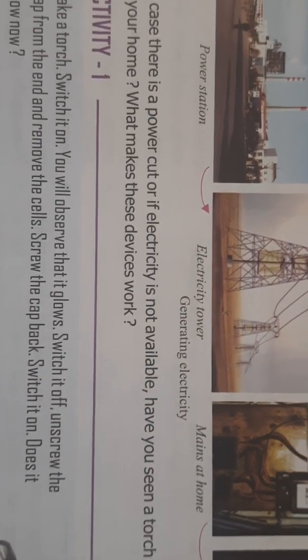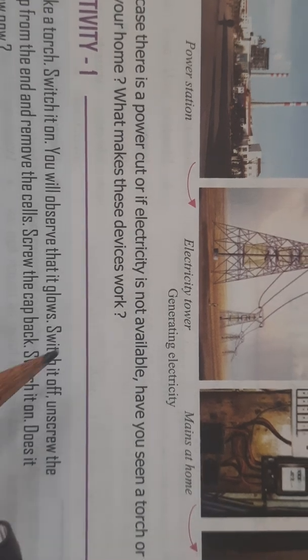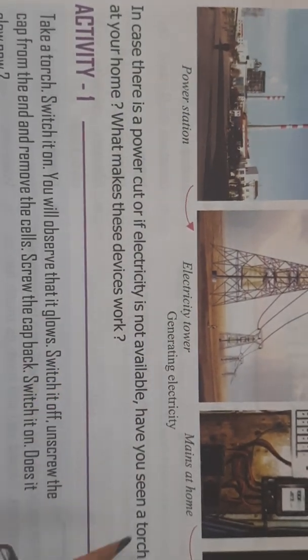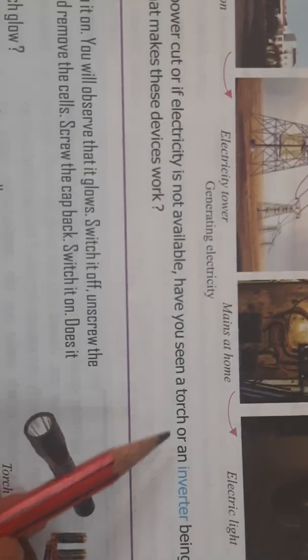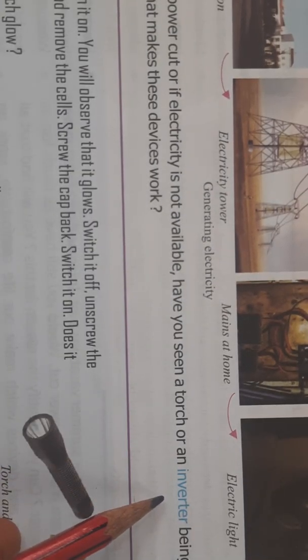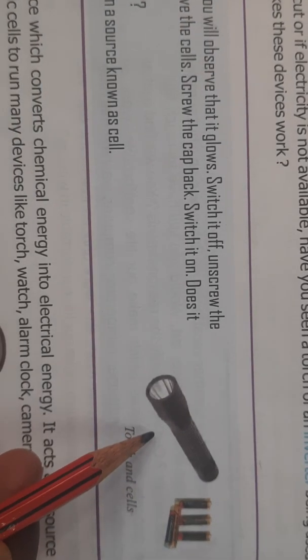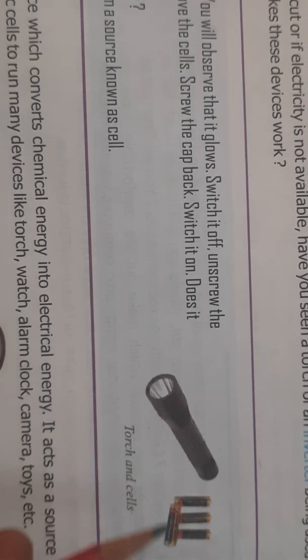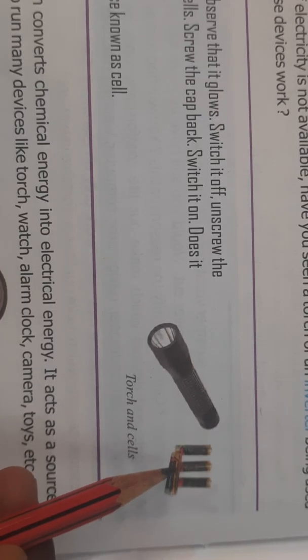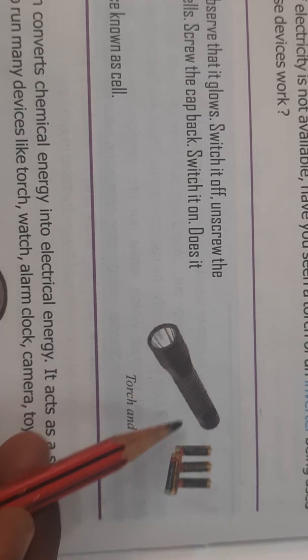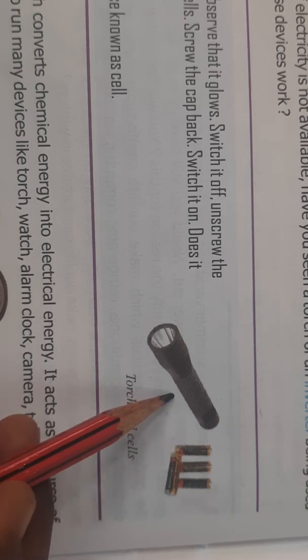So if there is a power cut or if electricity is not available, what do we use? We use a torch or an inverter at our home. So how does a torch work? The torch works on cells; we use cells inside the torch, and that is how the torch works.